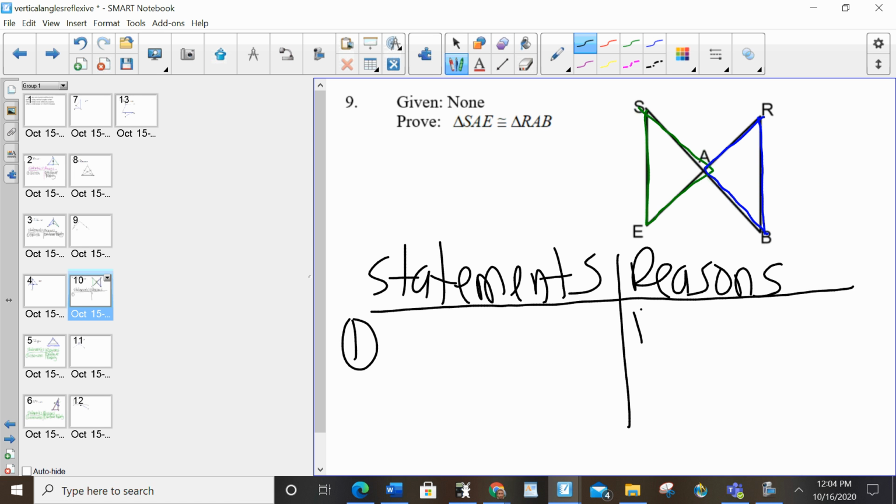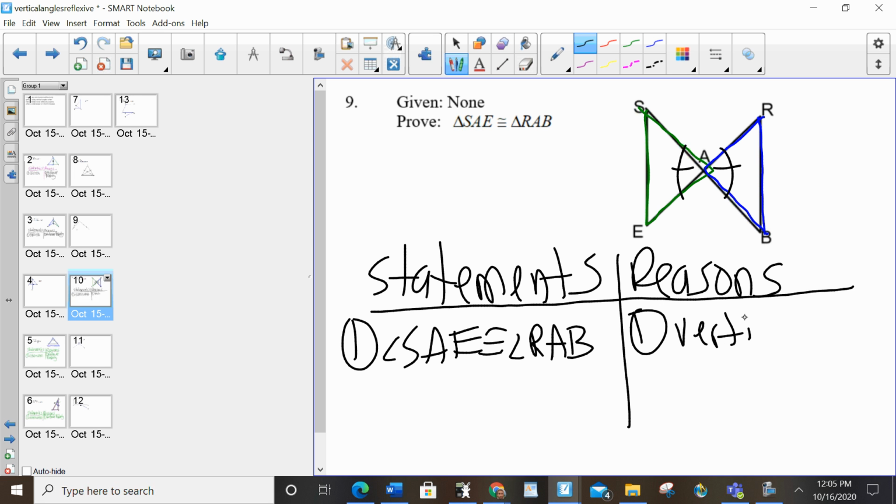We learned about vertical angles earlier this year, and vertical angles are formed when we have an X, when we have intersecting lines. Yep, I see vertical angles right there. So here's what we do. We name them. Angle SAE is congruent to angle RAB. And the reason is, and you're seeing this for the first time, vertical angles are congruent.